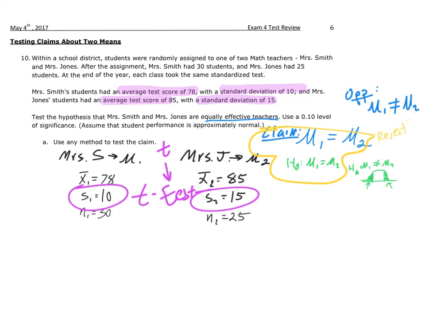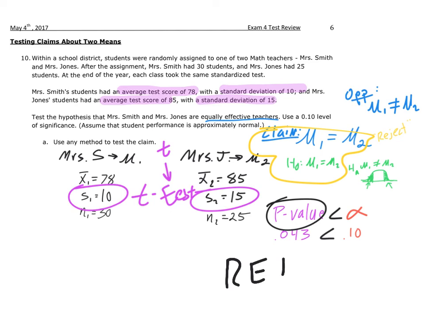The next screen gives me multiple calculations, but the only one that I really care about for the most part is my p-value. And in this case, my p-value is 0.043. And remember, I've got to compare that to my alpha value, my significance level. In this case, my significance level is 0.10. So for the seventh time on this assignment, my p-value is low. And when my p-value is low, my null hypothesis has been rejected. So I've got rejection here.